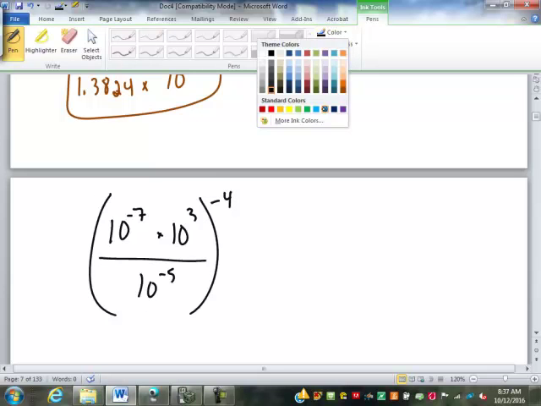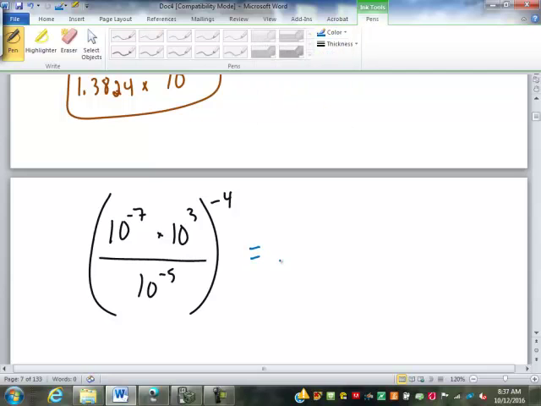So if I wanted to do something like this, tell me where to start. Well, you have to do the top first, right? The fraction bar. Well, you do the parentheses first, and in there you have to deal with the fraction bar, so you do the top first. 10 to the negative 7th times 10 to the third. When we're multiplying, we add powers. So negative 7 plus 3 is negative 4.